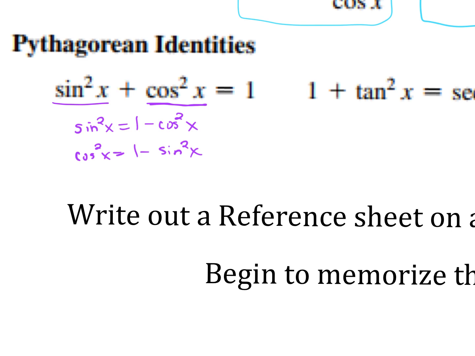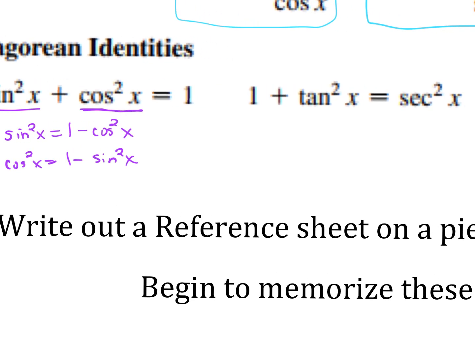Is that working? All right, Andrew, what is that again? Can you read that one more time? The last one? Yeah, the first one. Sine squared x plus cosine squared x equals 1. Sine squared x plus cosine squared x equals 1.